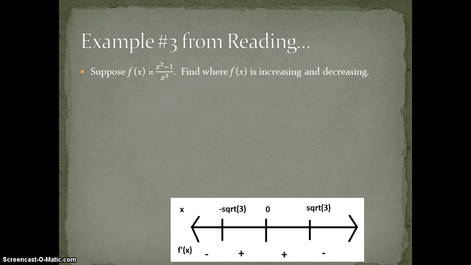Let's try another example. Suppose f of x is equal to x squared minus 1 over x cubed. Find where f of x is increasing and decreasing. Again, we need to find the first derivative. This is where the quotient rule comes in handy. And I've done a little simplifying here. Got down to 3x squared minus x to the 4th over x to the 6th.